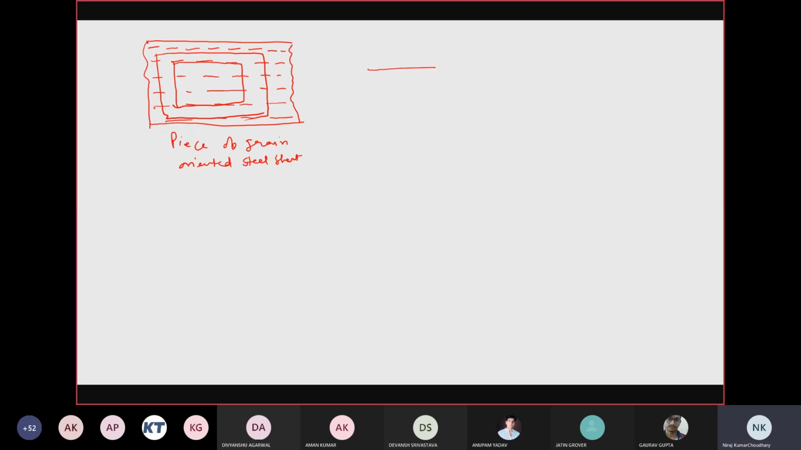तो सपोज दिस इज द piece which we have cut through this sheet of CRGO, राइट? यही है। तो इसमें देखो आप, ये वर्टिकल लिम्ब में क्या है?